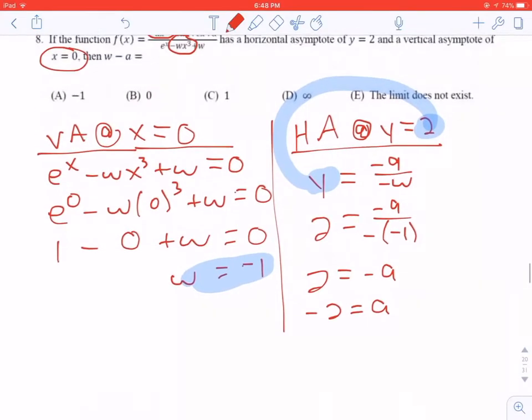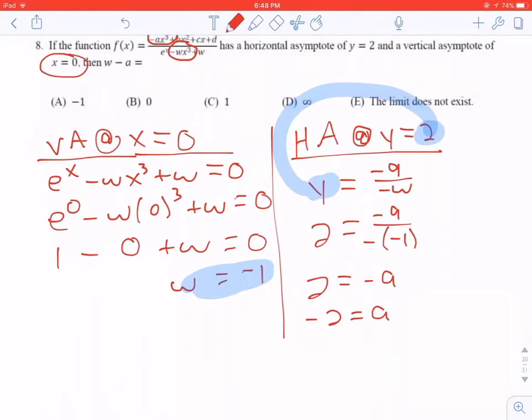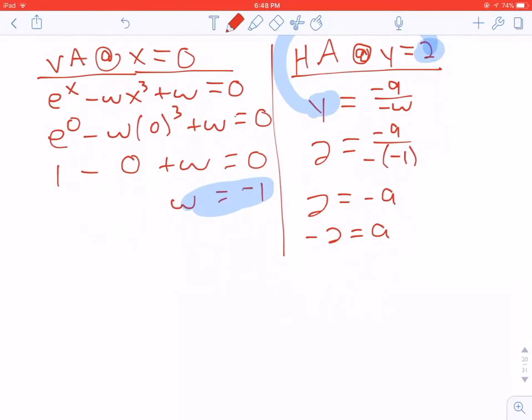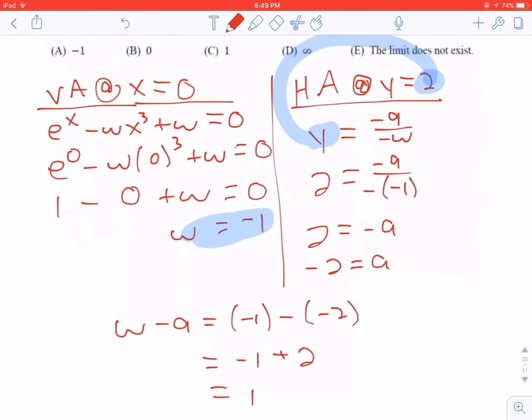Finally, to answer the question, which is w minus a equals. W minus a equals negative 1 minus a negative 2, which is like negative 1 plus 2, which is 1. That is the answer C.